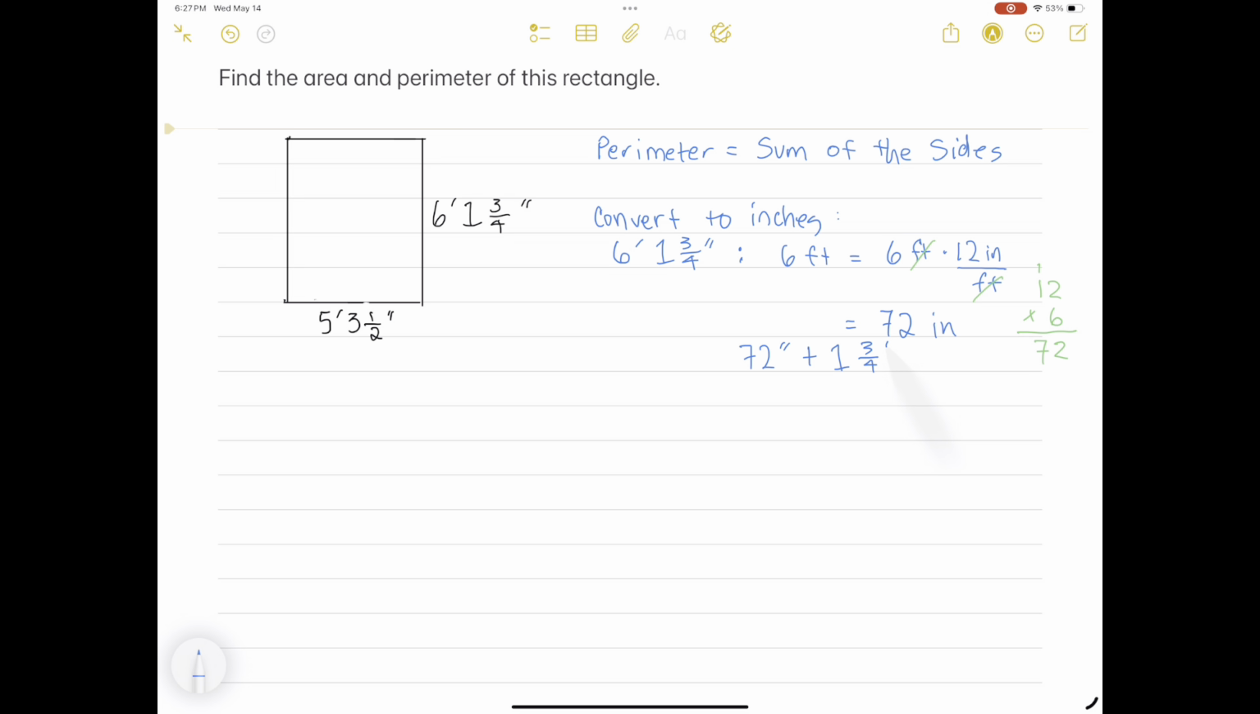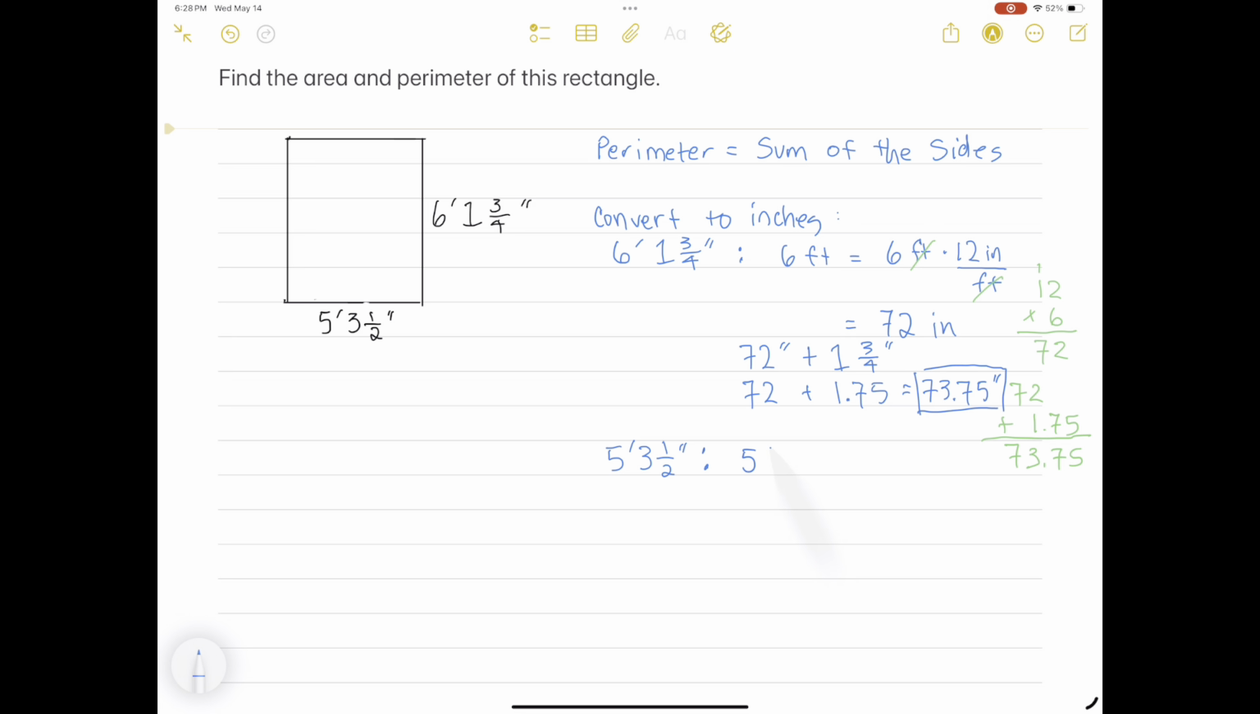Next, I add 72 plus 1 3/4 inches. And I convert 1 3/4 to 1.75 inches. So 72 plus 1.75 equals 73.75. And I box that calculation so that I can be ready to use that figure when I calculate the perimeter. Next, we convert 5 foot 3.5 inches into inches.